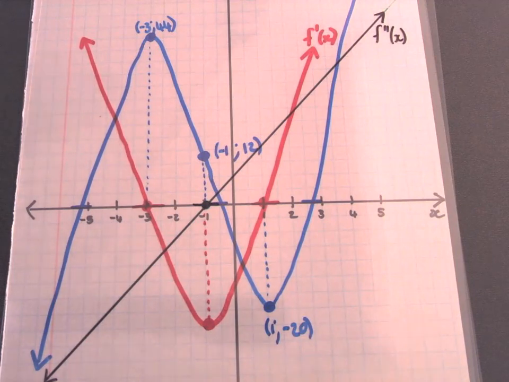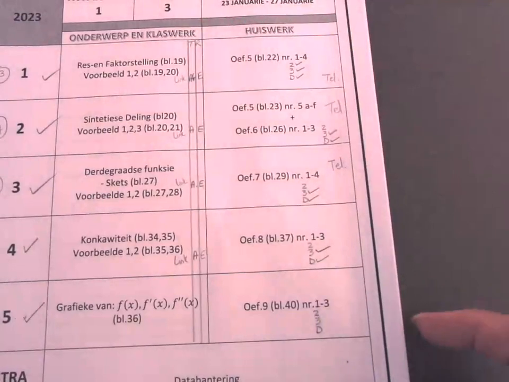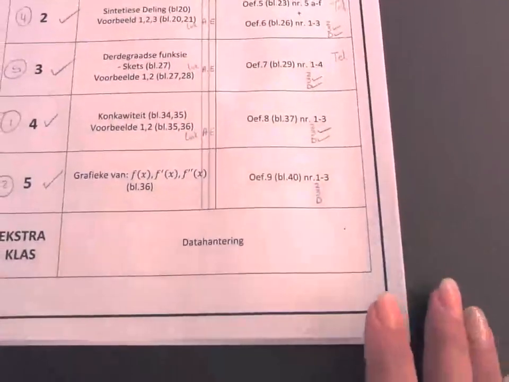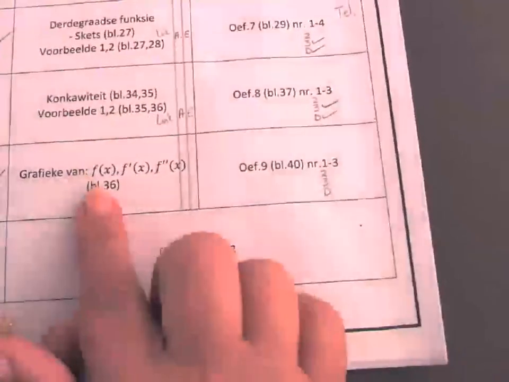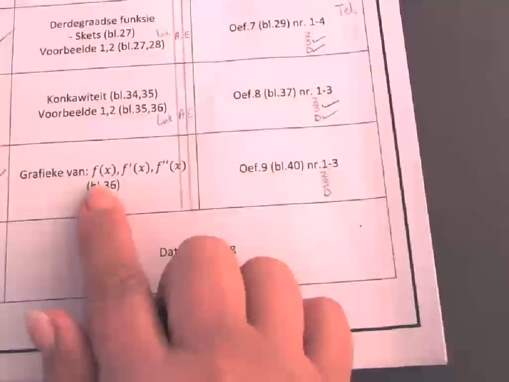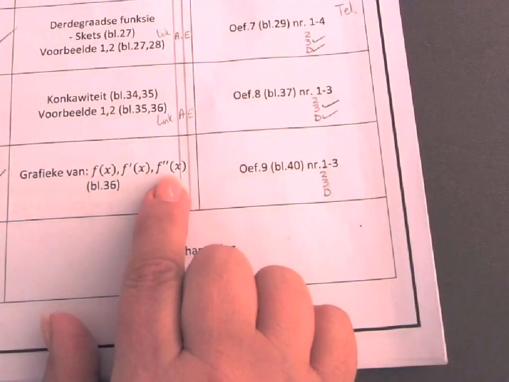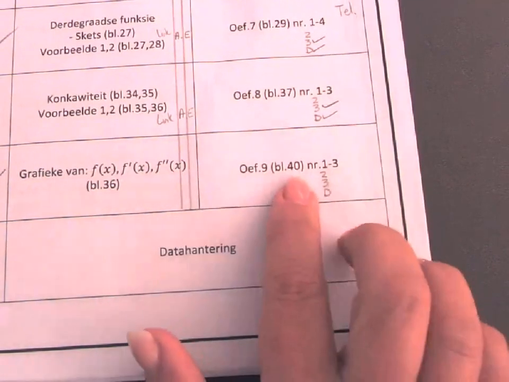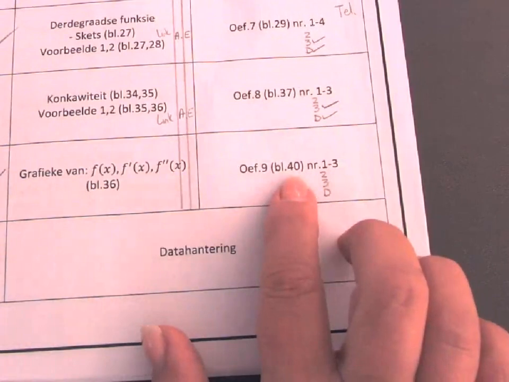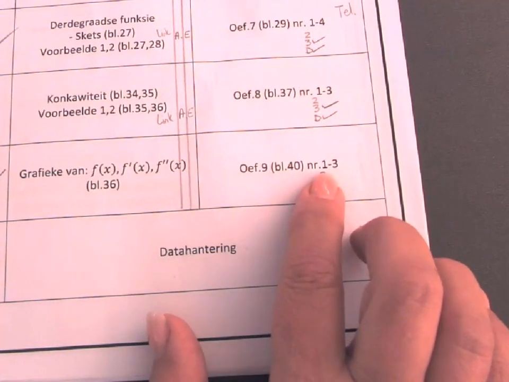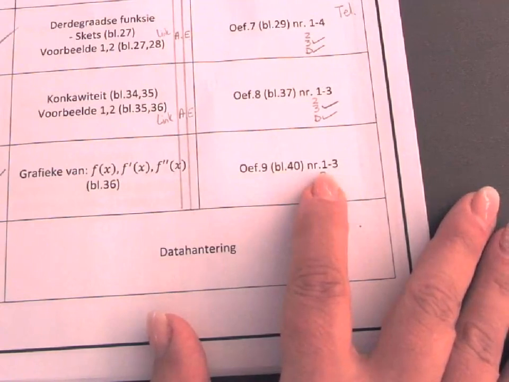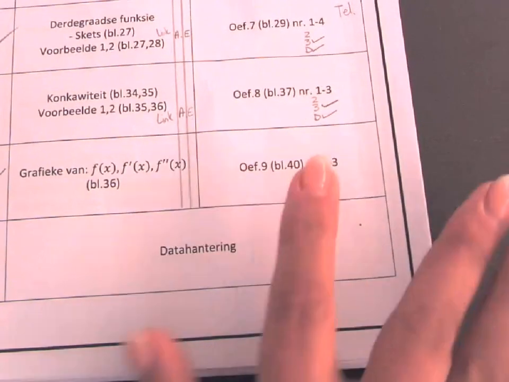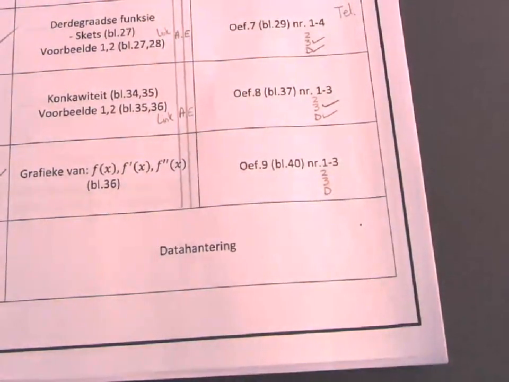Your homework for tomorrow, thank you. Actually, your homework for Sunday afternoon. We did the graphs of f, the first derivative and the second derivative. Your homework is exercise 9. I'm not sure whether yours will be on page 40. 38. So it's numbers 1 to 3.